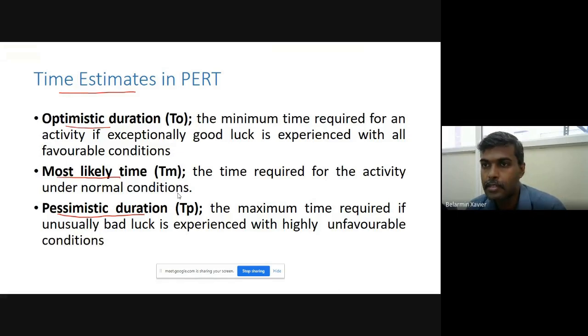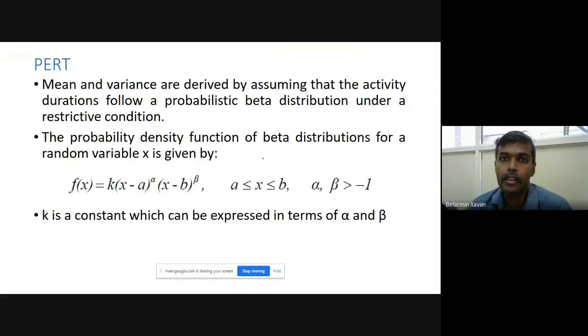So optimistic time is the minimum time required for an activity if exceptional good luck is experienced with all favorable conditions. Most likely time is the time required for the activity under normal conditions. Pessimistic time is the maximum time required if unusual bad luck is experienced with highly unfavorable conditions. Then we find the mean of a particular time, and then we have to find the variance.